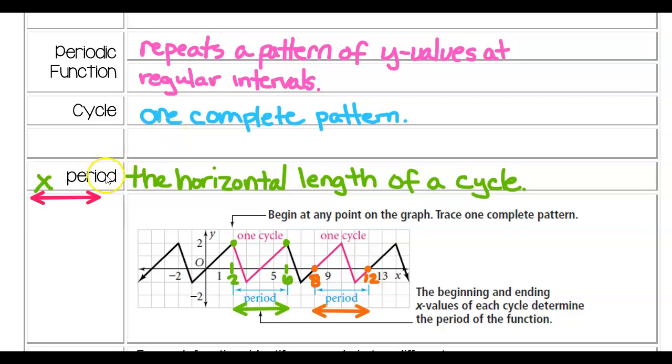So let's talk about the period of a cycle. The period of the cycle is the horizontal length of a cycle. So you can think of period as being x, and it kind of measures the horizontal length. So I drew a horizontal line there.